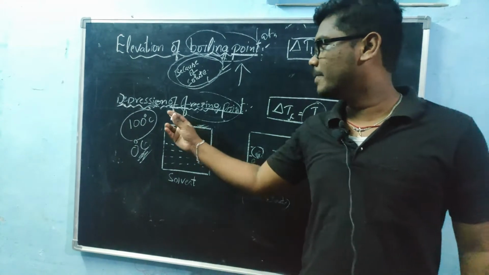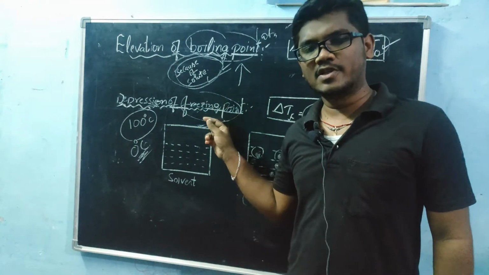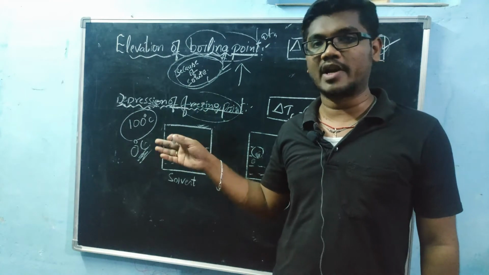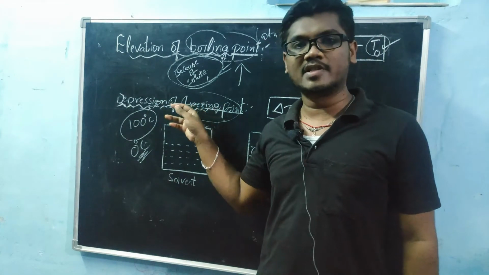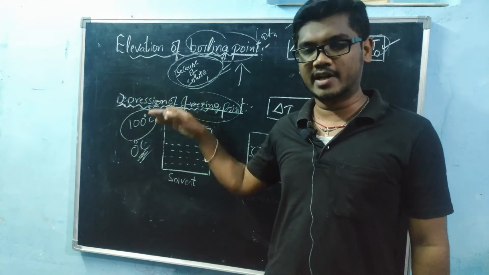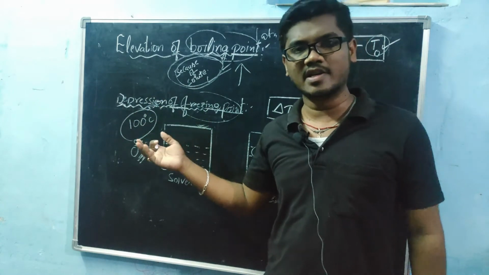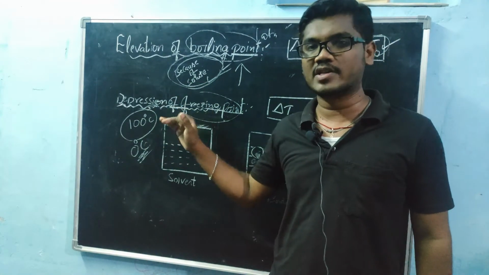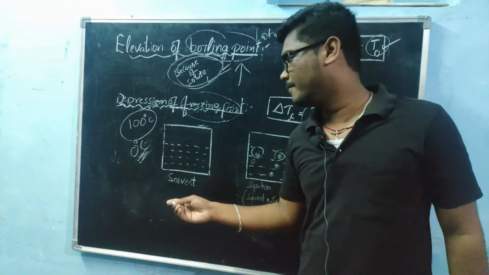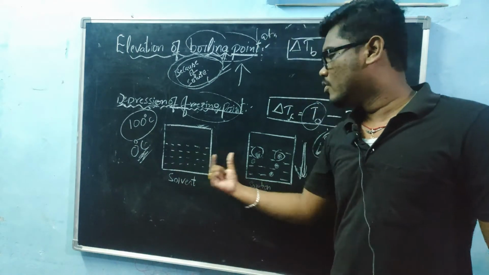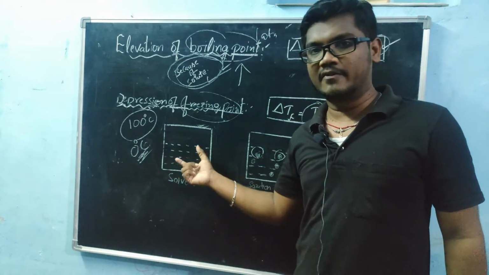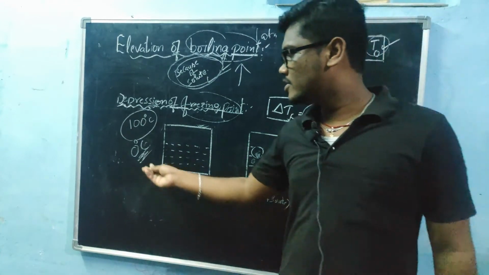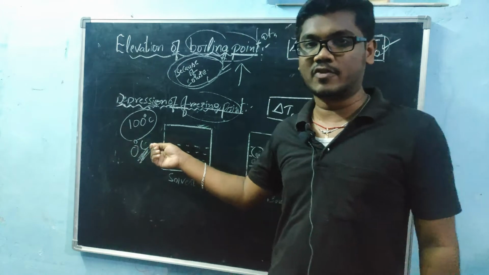Next one is depression of freezing point. The freezing point can be defined as the temperature at which the liquid is completely converted to solid. But the topic itself represents there is a depression, nothing but a decrease in the freezing point. The same reason is applicable here also, that is, the presence of the solute decreases the freezing point. How can we justify it? We have two vessels. The first vessel is completely filled with pure water and the second vessel is salt solution. We know that 0 degrees centigrade is the freezing point of water.